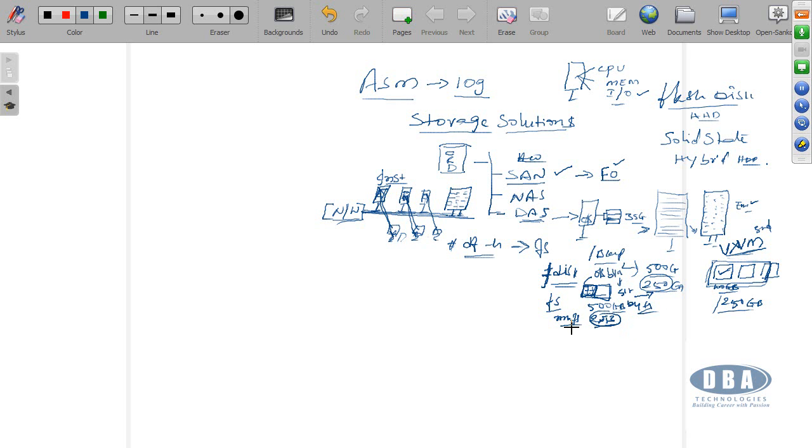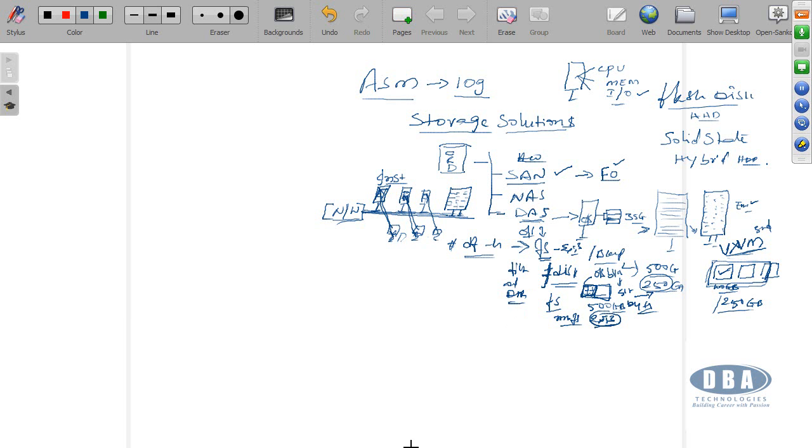Now what happens once it is a file system, which is the Linux file system ext3? The OS can make use of this file system to keep the files and directories. Tell me what else. So that's how the storage is being managed.